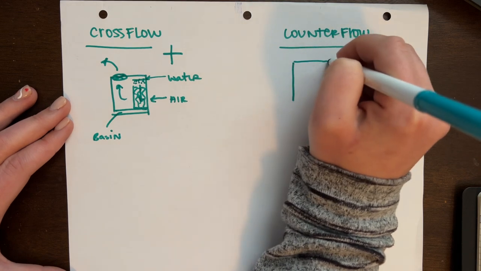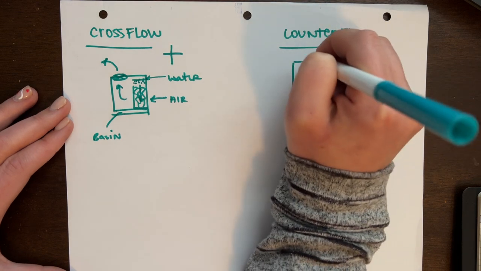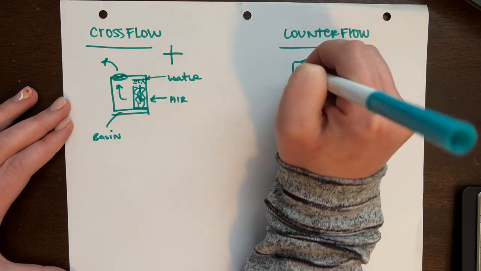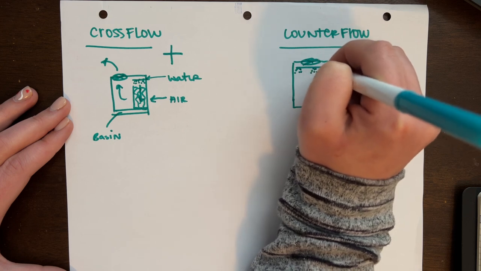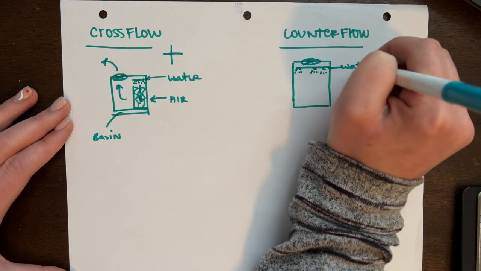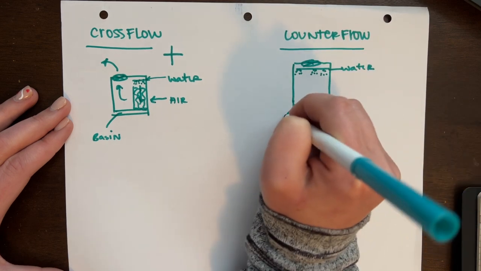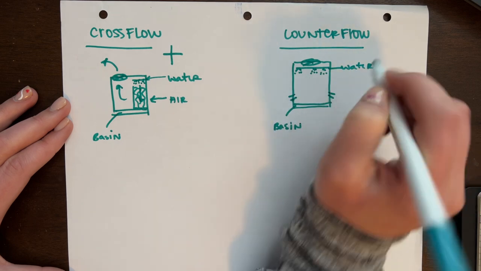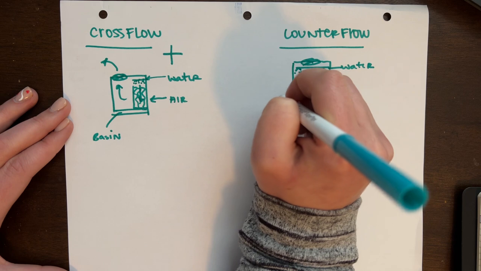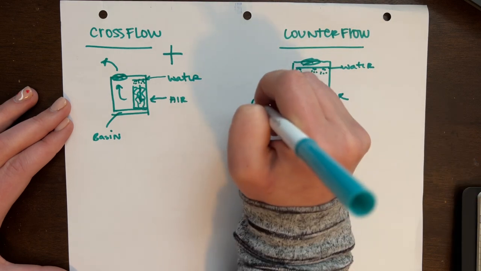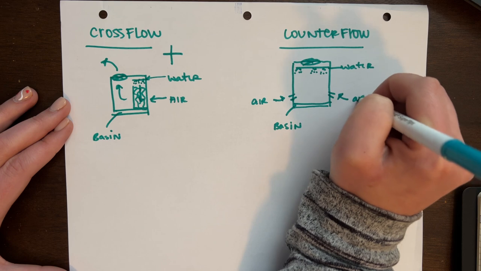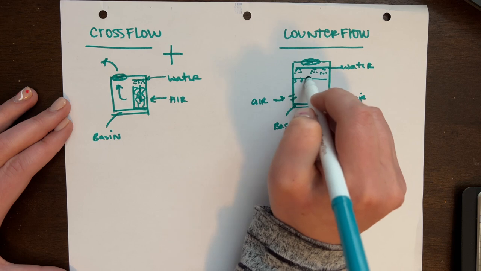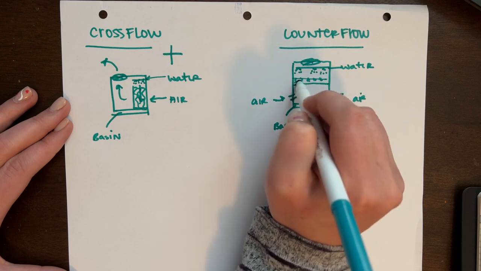Counterflow, almost the same setup, slightly different. You have water being sprayed at the top of your cooling tower. You have your basin at your bottom. And you have openings on the side where air flows in. You can see here, you would have your medium across the entire cooling tower.